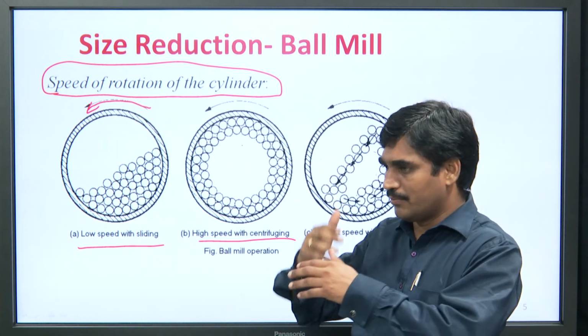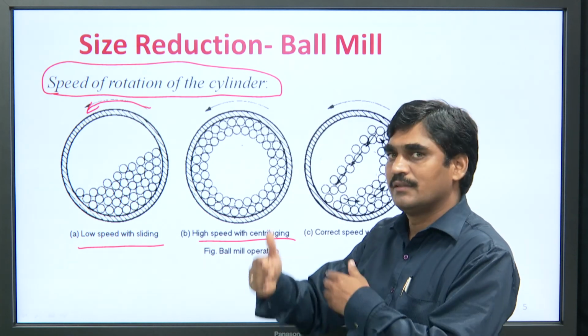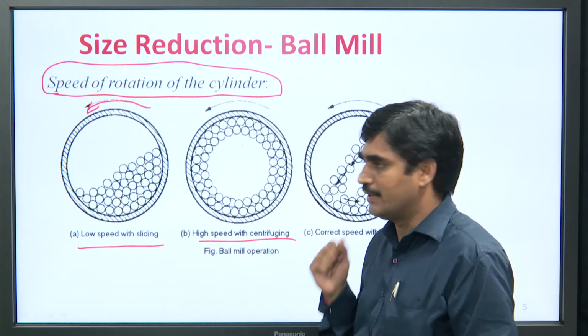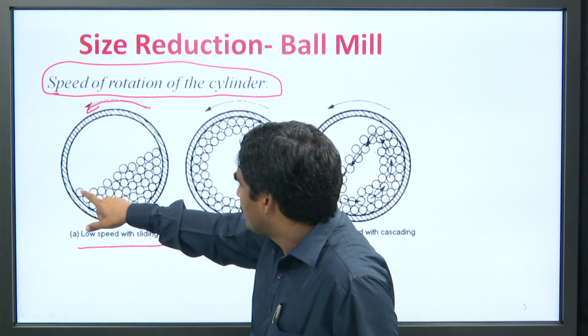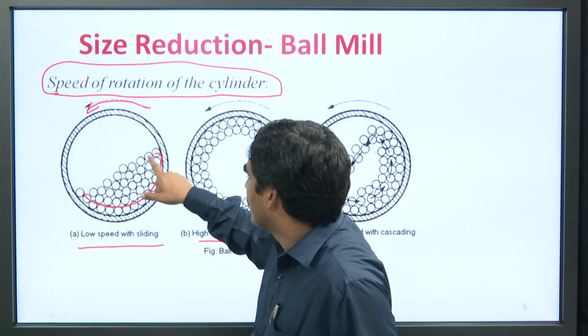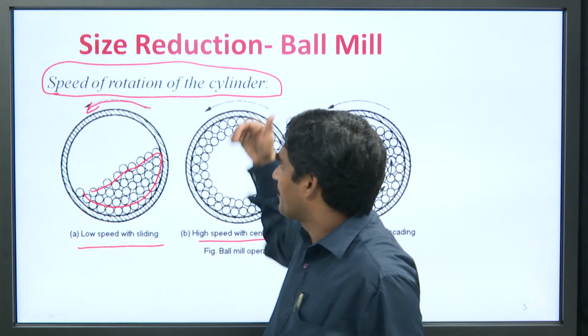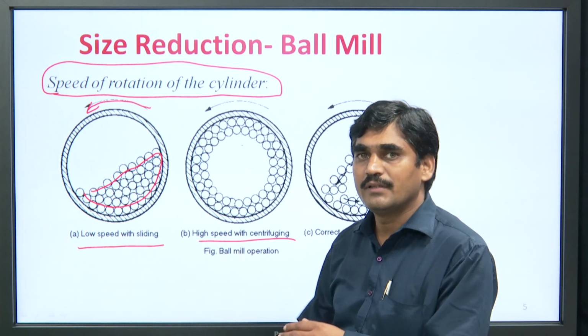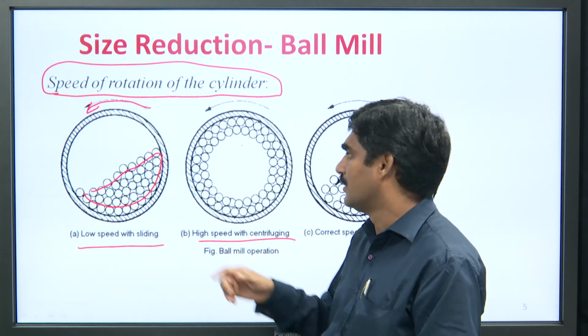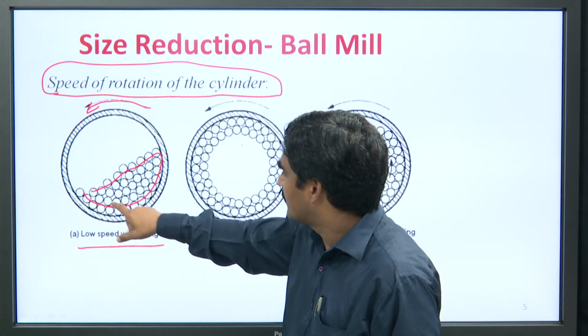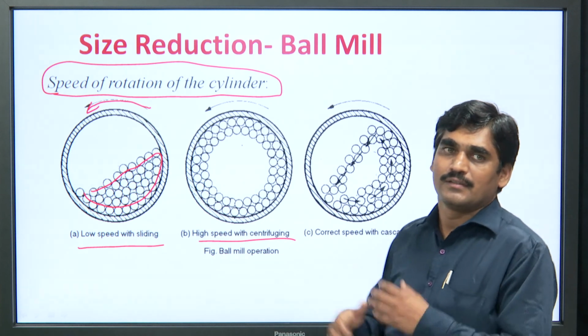What happens if the ball mill is rotating with a slow speed or low speed? Then the balls will slide over one another only. That means there will be no size reduction at all, since the balls are just sliding over one another.